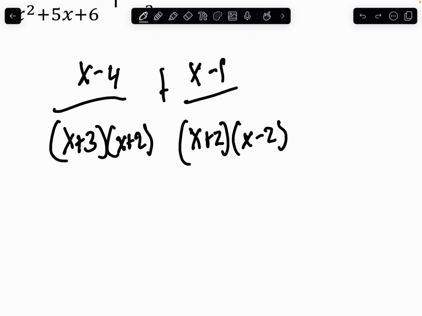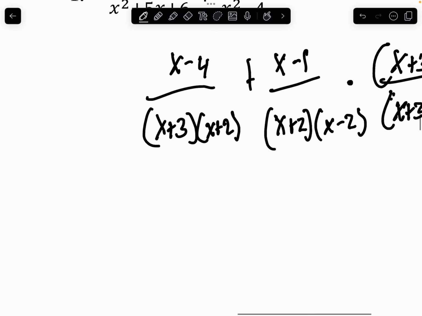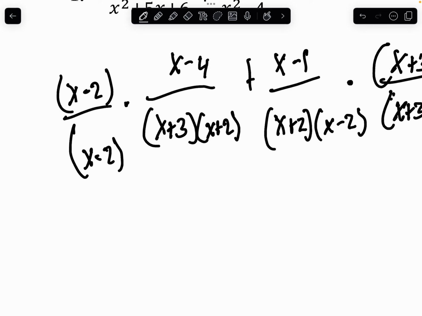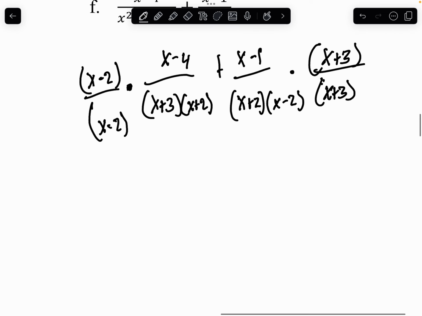So we're going to multiply the right side by x plus 3 over x plus 3. That's my multiplication symbol. And this side by x minus 2 over x minus 2. Alright. Now they'll have the same denominator, so we can combine them.